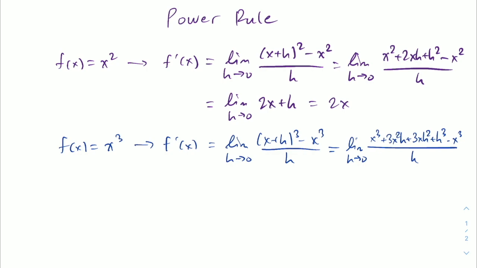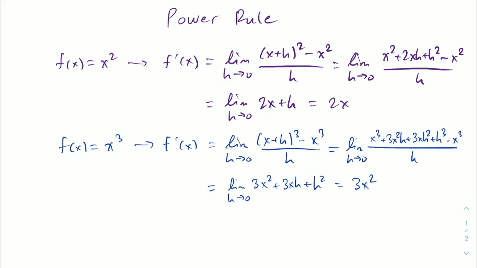And the x cubeds cancel, and we divide the remaining terms by h. We'll get the limit as h goes to 0 of 3x squared plus 3xh plus h squared. And as h goes to 0, the last two terms there go to 0, and we're left with 3x squared.